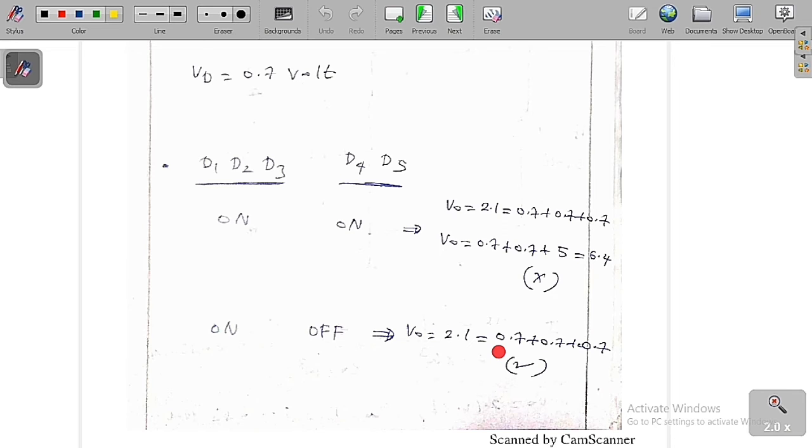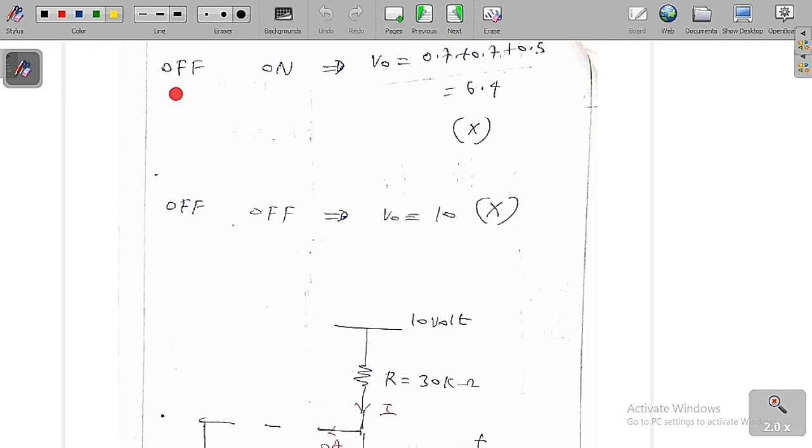We are going to see that one also. The other case is D1, D2, D3 are off and D4, D5 are on. We will see what happens. If D4 and D5 are on, then what is the output voltage? 0.7 plus 0.7 plus 5. This is basically 5, this is not 0.5. So 0.7 plus 0.7 plus 5 is nothing but 6.4 you are going to get.